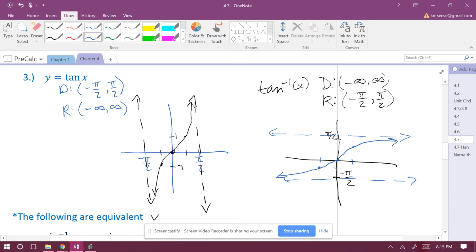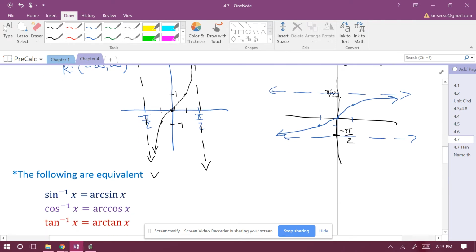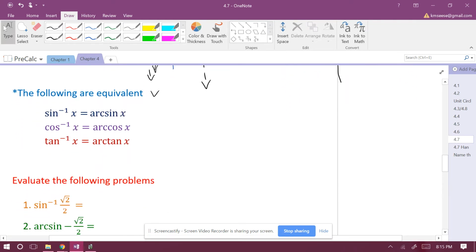Okay, so now we're going to move on to actually evaluating some of these trig functions. And the notation is important. So these are all equivalent statements. It doesn't matter if it's sine inverse of x or arc sine of x, it means the exact same thing. So if you see arc cosine, arc tangent, you're really just asking for the inverse function. So that's just a little notation there.